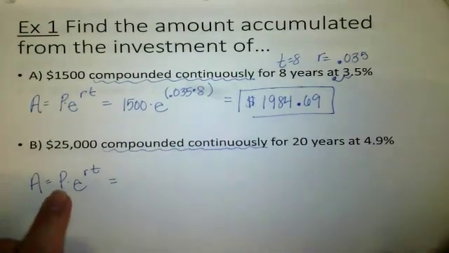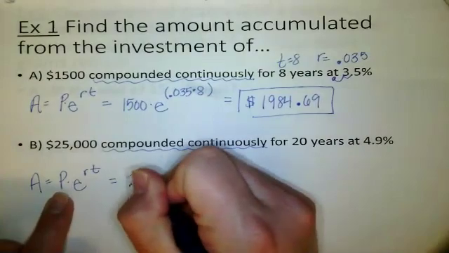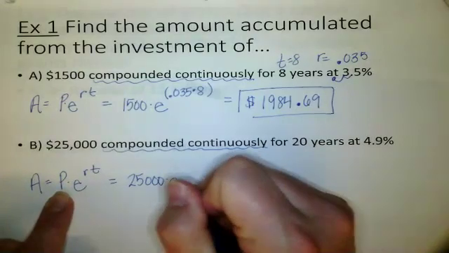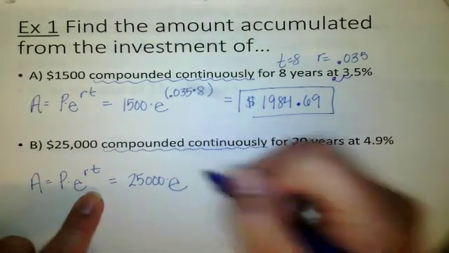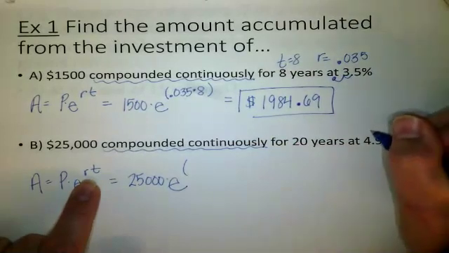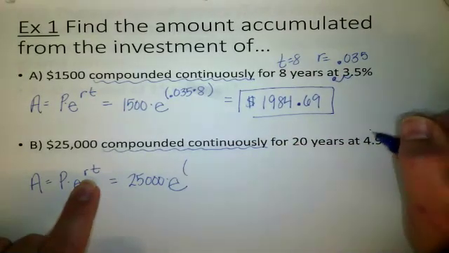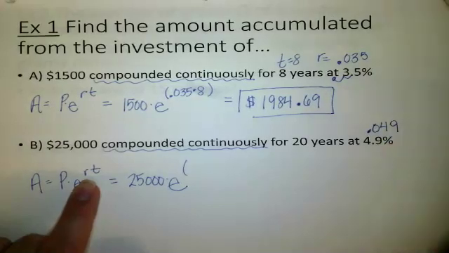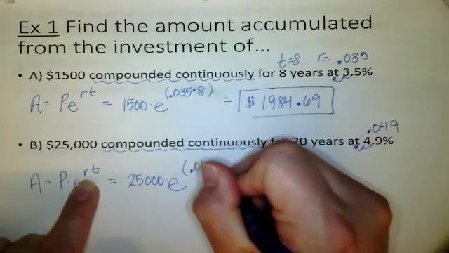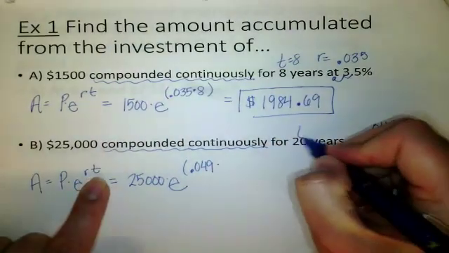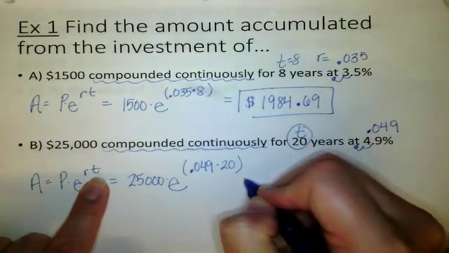What is the principal? 25,000 is our starting amount of money. That's always the initial amount of money. And then times e to the, what is our r value? 0.049. Got to move the decimal 2 places. So 0.049 times t. What's t? 20 years. t is 20.